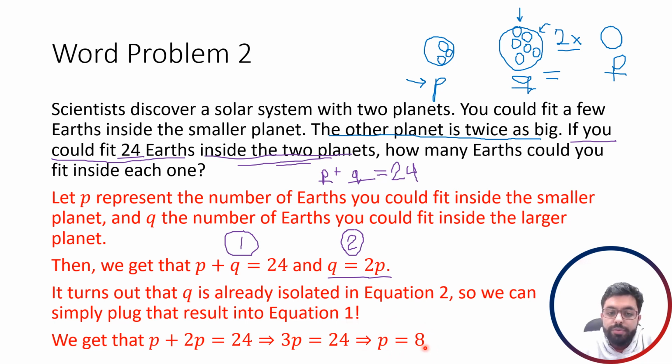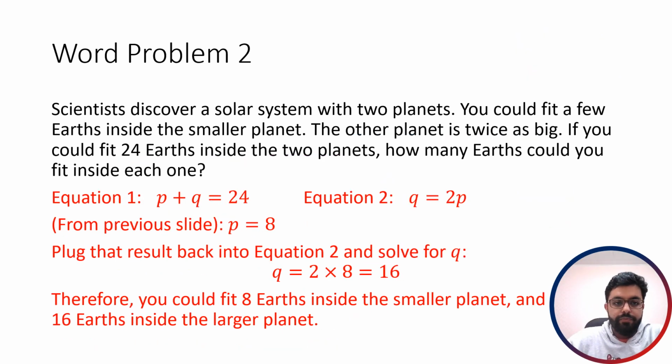So from this, we figured out that the number of Earths that you can fit inside the smaller planet, that's what P is, right, is going to be 8. Now, with that, we have to take that answer, which we got by using equation 1, and plug it into equation 2. Once again, on the previous slide, we found P equals 8, and here are the two equations written out more properly again. So P plus Q equals 24, that's equation 1, and Q equals 2P, that's equation 2.